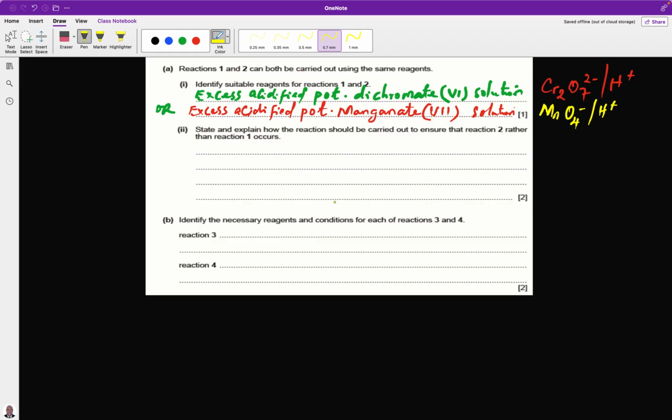Stating the condition, if you are in the examination room, what you are expected to say is that you have to heat excess propan-1-ol under reflux with excess potassium dichromate 6 or excess potassium manganate 7 solution. You can say here that you heat the reaction mixture under reflux with what?